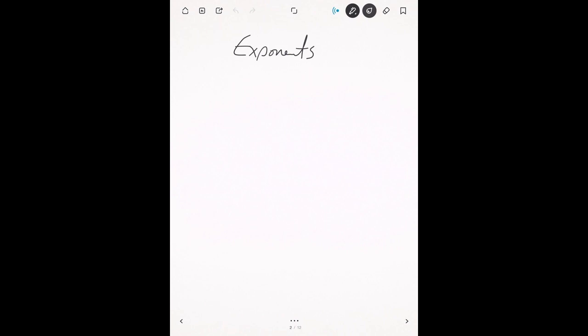All right, we're starting off by talking about exponents, and it's a good thing to remember. What is an exponent? Remember, an exponent is essentially repeated multiplication. That's what it means when something has an exponent, or you take something to a power. You just repeatedly multiply it by itself.